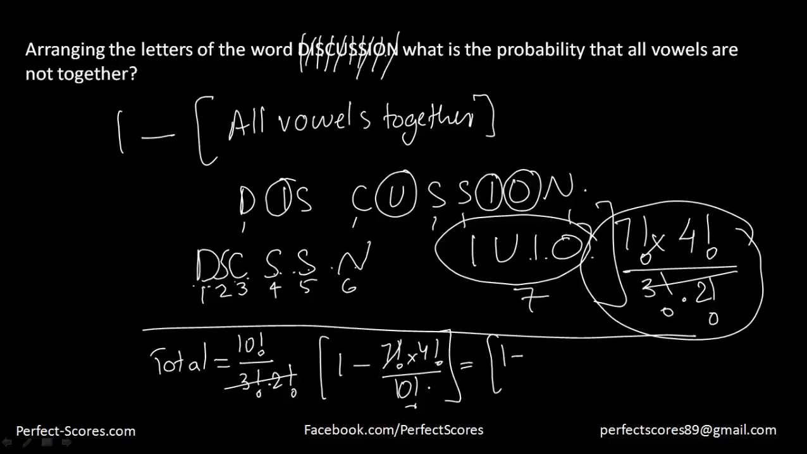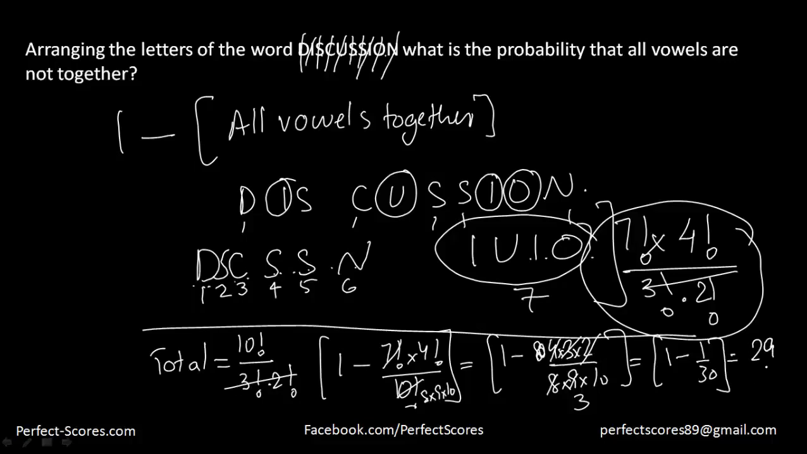So I have this as my answer, which is going to be equal to 1 minus. The 7 factorial is going to give 8 into 9 into 10 here. So I'm going to have 4 factorial, which is 4 into 3 into 2, divided by 8 into 9 into 10. So 4 times 2 as 8 and 1 times 3 as 3. So it is going to be equal to 1 minus 1 by 30, which is equal to 29 by 30. So that over here is going to be my answer.